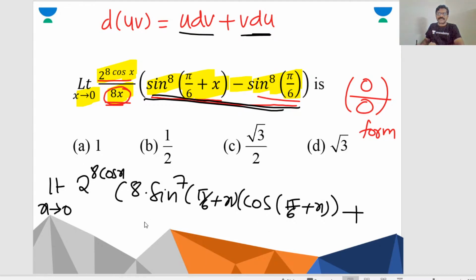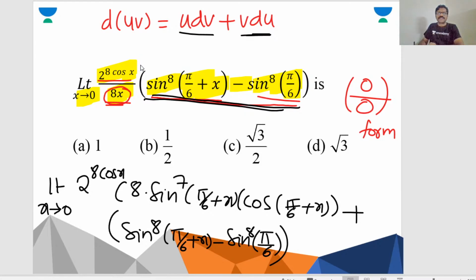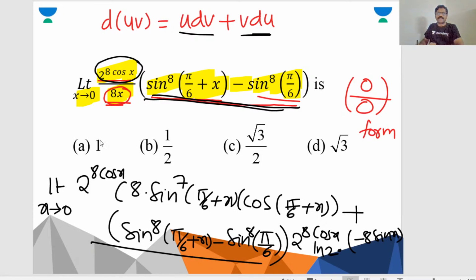Now, sine power 8 of pi by 6 plus x minus sine power 8 of pi by 6. Now, differentiation of 2 power 8 cos x. 2 power 8 cos x log 2 multiplied with differentiation of 8 cos x, minus 8 sin x by 8. Yeah, differentiation of 8x, 8.